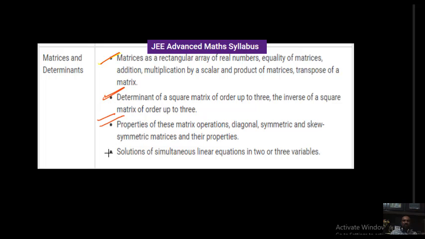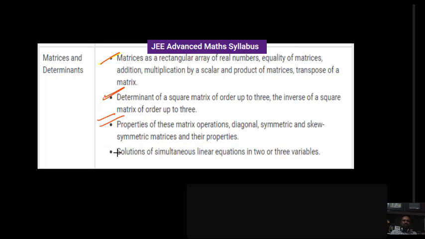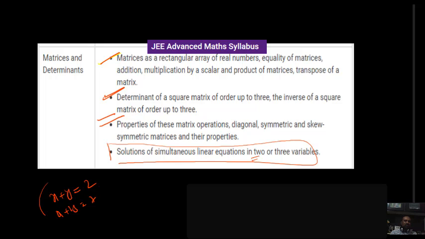Okay students, one more last part for matrices, an important part for us: solution of simultaneous linear equations in 2 or 3 variables. Already you know how to solve two linear equations simultaneously with 2 variables. For example, x plus y equal to 2 and x plus 2y equal to 7. You know how to solve these two.